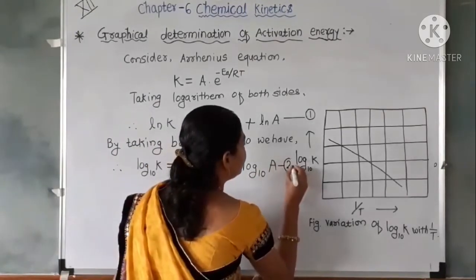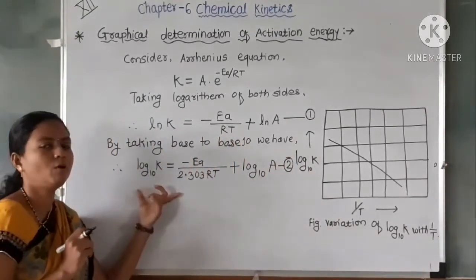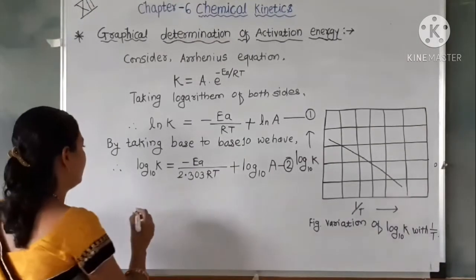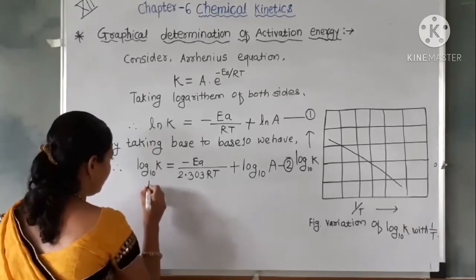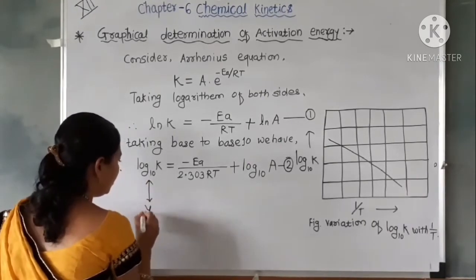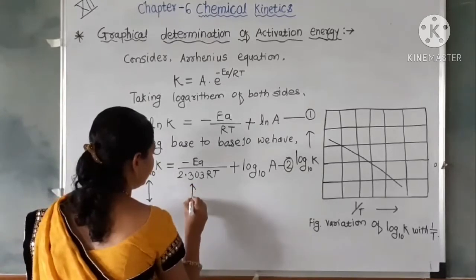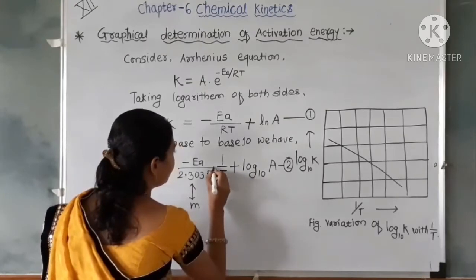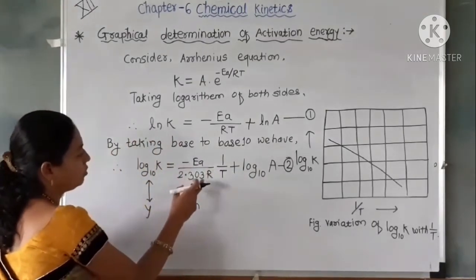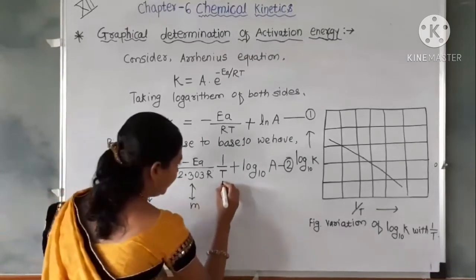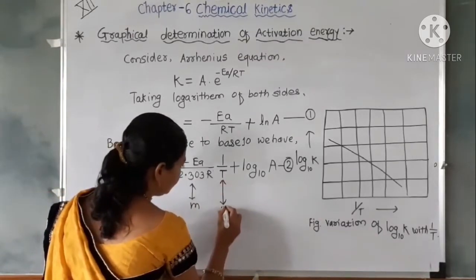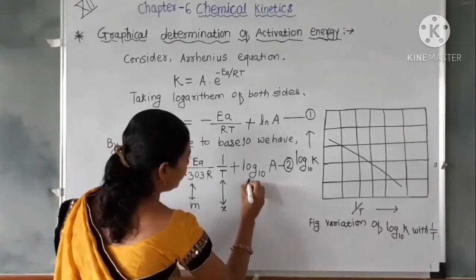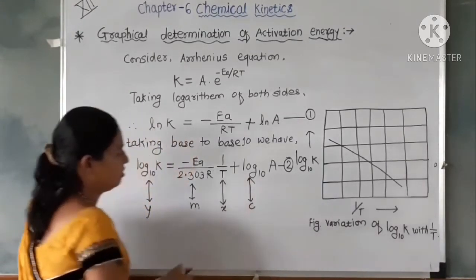If we write this equation in the form of y is equal to mx plus c, which is a straight line, then minus Ea upon 2.303 R is m, and T is x. And y is equal to mx plus c, where c is the intercept of the straight line.